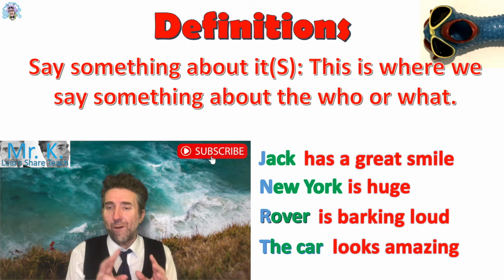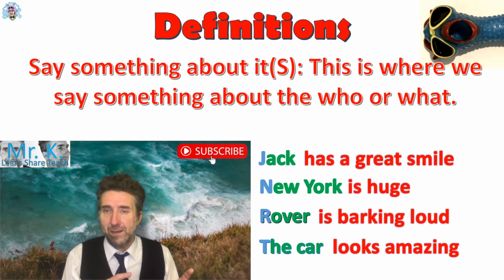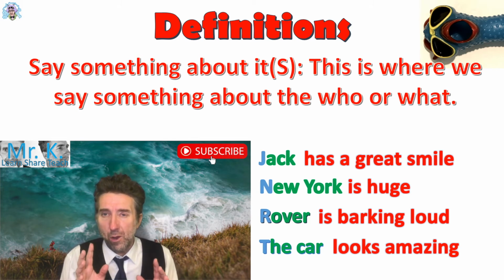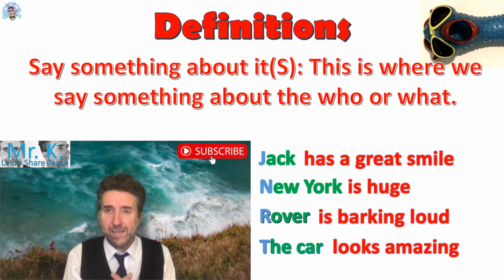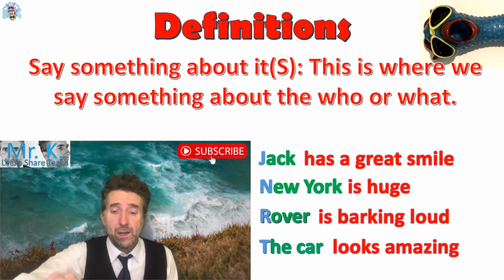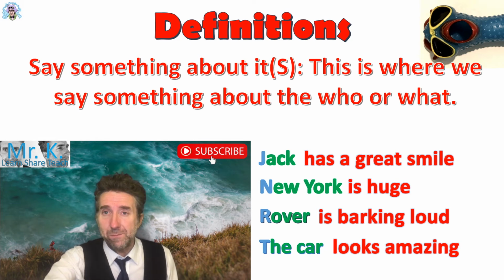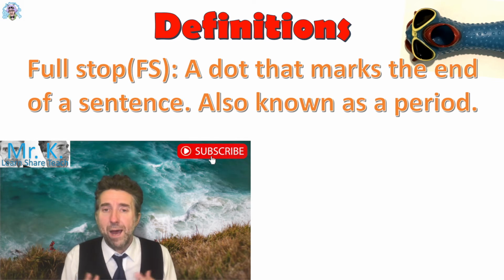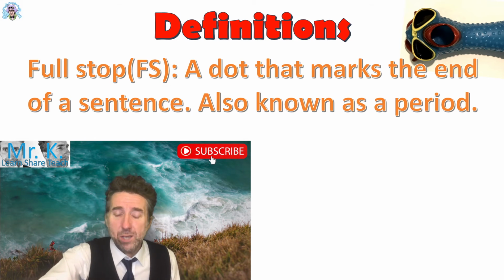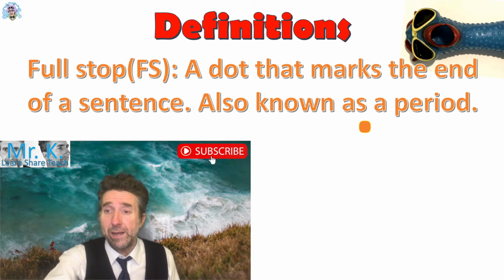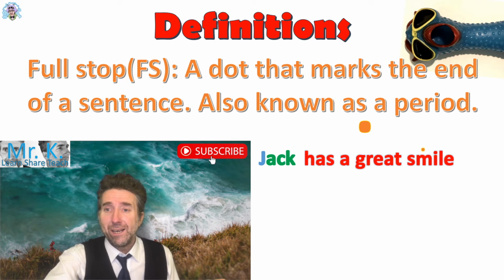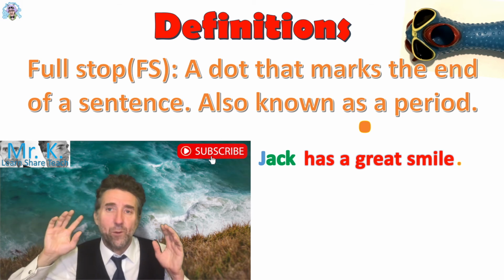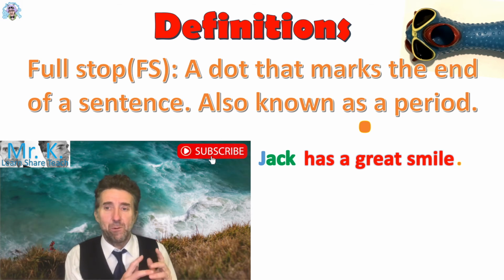We've got so far three elements there. We've got capital letters starting at the beginning of the sentence. We've also got a who, what, thing, or where that we're going to say something about, and then we've also said something about it. Okay, let's go to the final element that you'll need to make a sentence. The final element you will need is a full stop. Now this is a dot or a mark at the end of a sentence. It's also known around the world as a period. So in our previous examples, I had Jack, and then we said something about it, has a great smile, and then we needed a full stop at the end. So there we go, we've got all the elements of a sentence that we actually need.